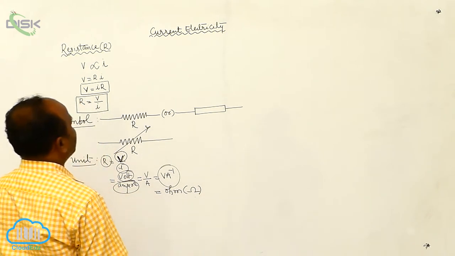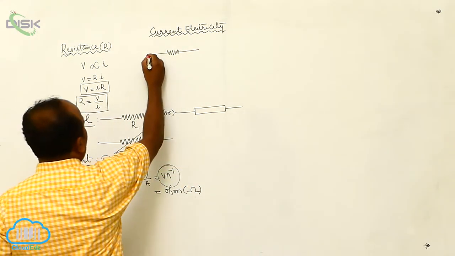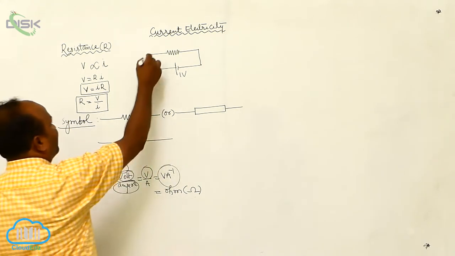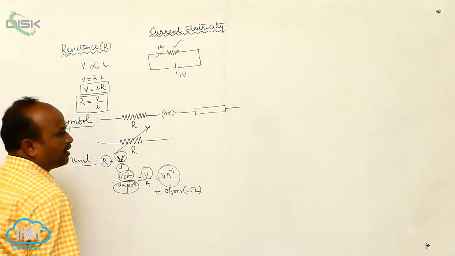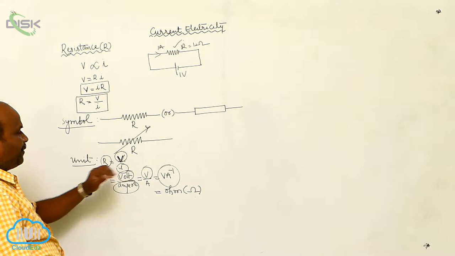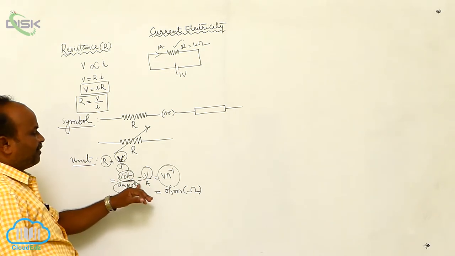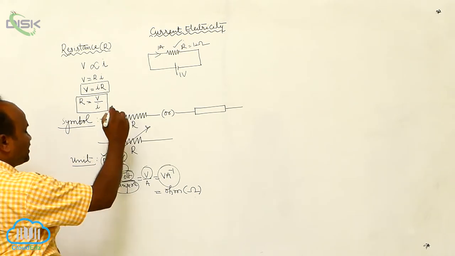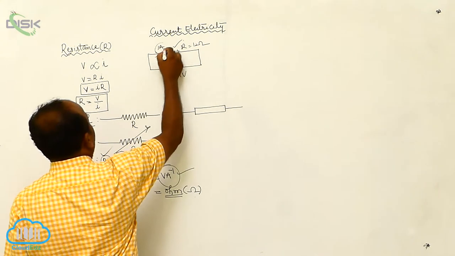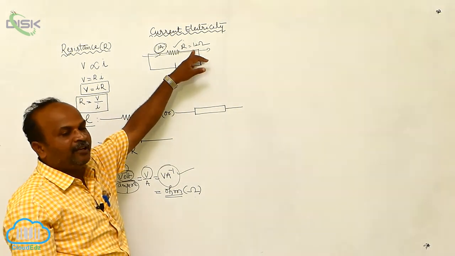This is the symbol. Now, let us consider there is a resistance. If 1 volt potential difference is applied, and 1 ampere of current is passing through the conductor, then the resistance is said to be 1 ohm. Now R equals V by I. The potential difference unit is volt, the current unit is ampere, and volt per ampere is the unit of resistance, known as ohm. What is the definition of ohm? If 1 ampere of current is passing through the conductor when 1 volt potential difference is applied, then the resistance is said to be 1 ohm.